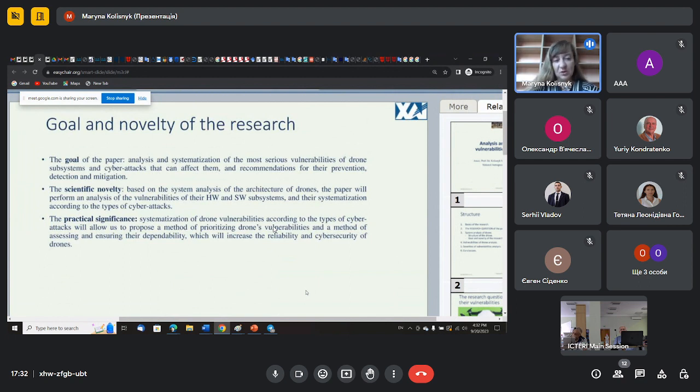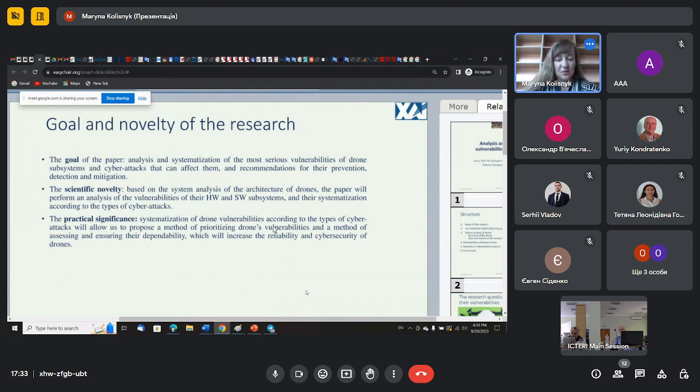Also, we did systematization of vulnerabilities according to types of cyber attacks. If we are talking about novelty, there are many papers about vulnerabilities, but they do not propose the same approach. We use system analysis, so we understand what is inside the system, and after this, we try to find all vulnerabilities for different components, for different subsystems of this system. And after this, we systematized them.